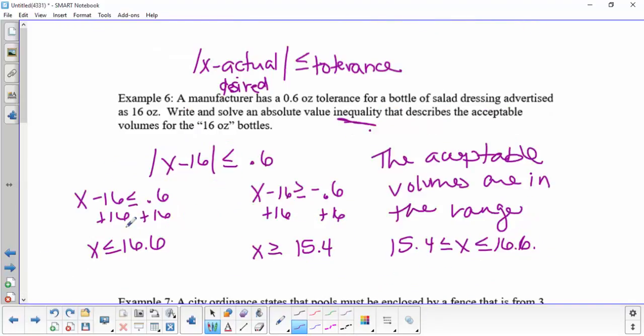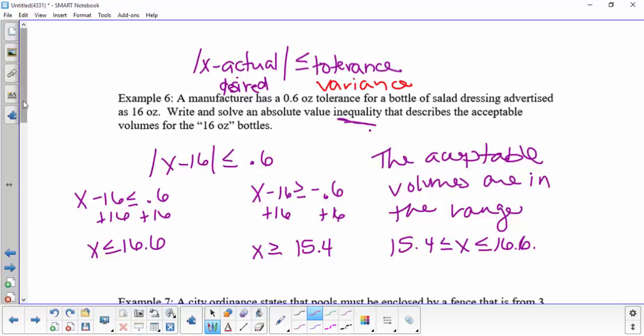We also discussed word problems, and we have a little formula to help us when we have to do absolute value inequalities: the absolute value of x minus the actual or desired is going to be less than or equal to the tolerance, so the amount that we're allowed to vary by. Another word for tolerance that you will see sometimes is variance. So either one of those words, tolerance or variance, is how much our actual or desired amount can vary by and still be accepted.